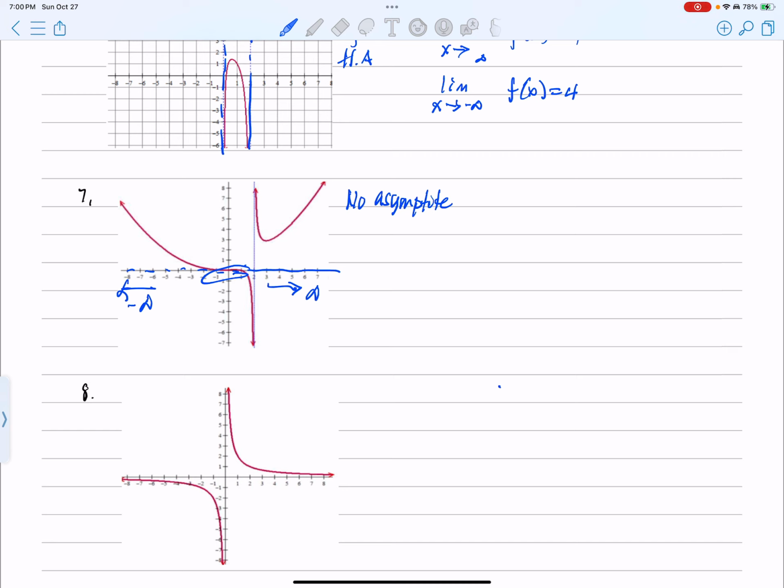In this case, the limit when x approaches negative infinity, look at the end of the curve here. It goes up, so it approaches positive infinity. Well, the limit when x approaches positive infinity, look at the curve. It approaches positive infinity.